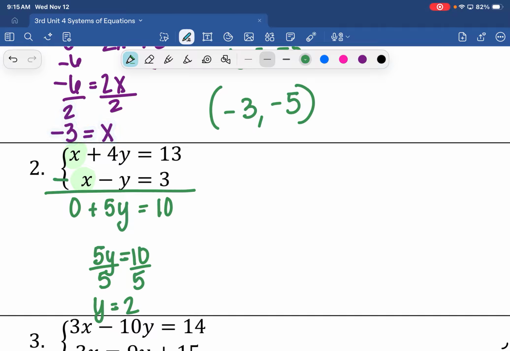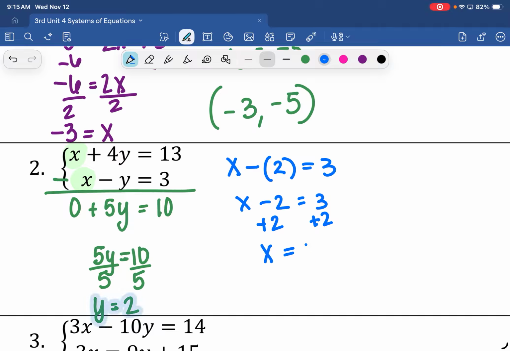Okay, we're going to plug it in. We could do either equation, but which one looks slightly easier to plug into? So we're going to do x minus y. What is our y? 2 equals 3. So that is x minus 2 is equal to 3. How do I solve that? Add 2. So x equals 5. So how do we write our solution? 5, 2. Just like that.